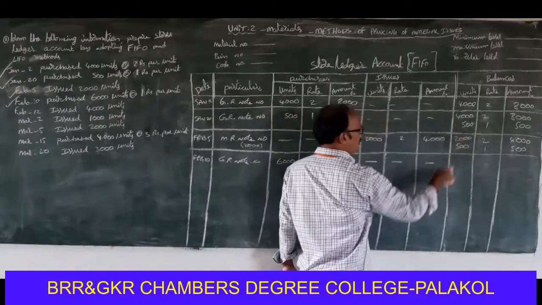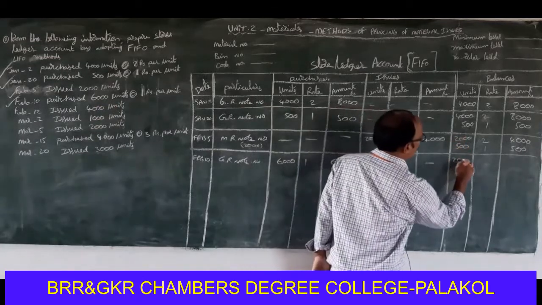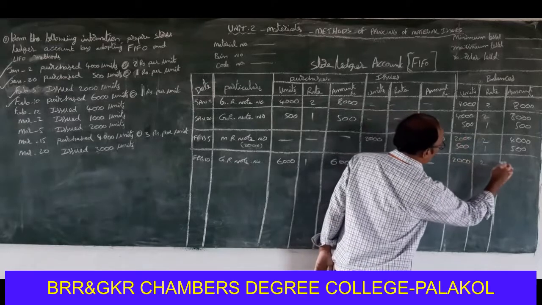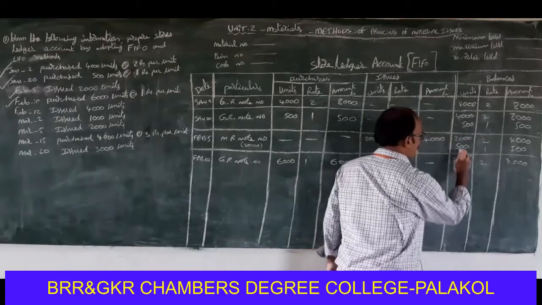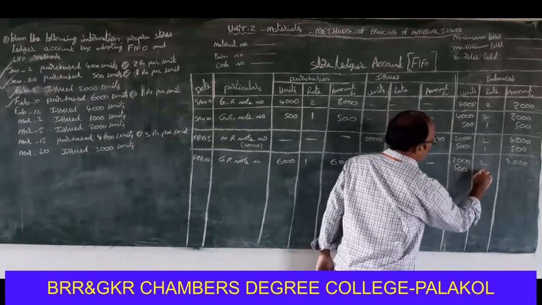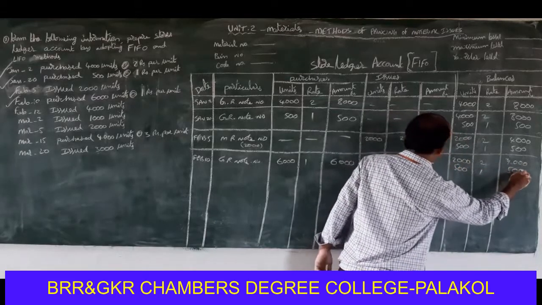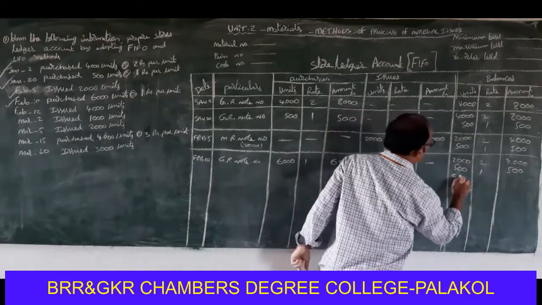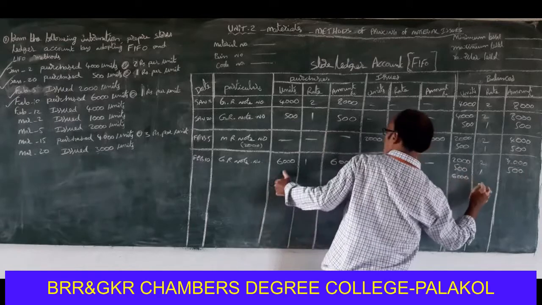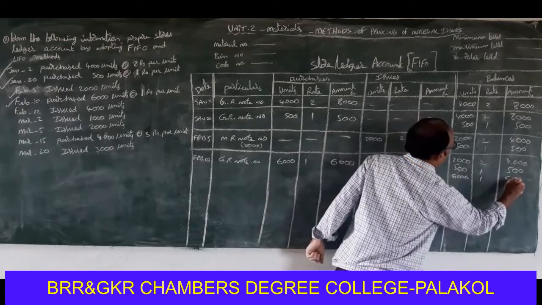The two types of materials are there. One is 2,000 units at the rate of 2 rupees per unit, 4,000. Next one, 5,000 units, 1 rupee, 500. Next one, newly received on February 10th. How many units received? 6,000 units at the rate of 1 rupee per unit, 6,000.